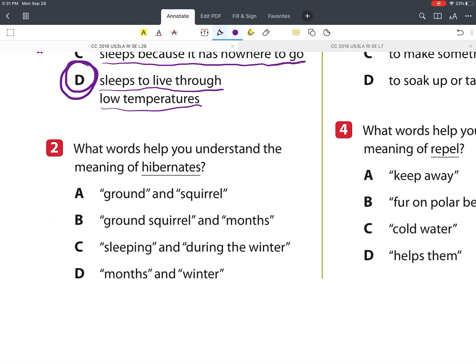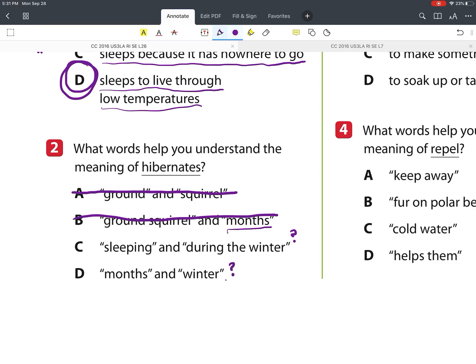So what words help you understand the meaning of hibernates? I just talked about that. Was it ground and squirrel? No, those words didn't help me figure out what hibernates mean. Ground squirrel and months? Well, months helped, but not ground squirrel. Sleeping and during the winter. Oh, that's tough because those words definitely did help me figure it out. But I would say months and winter. See, that's tough.